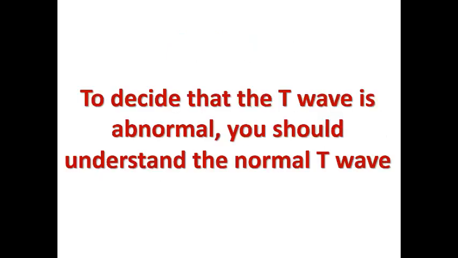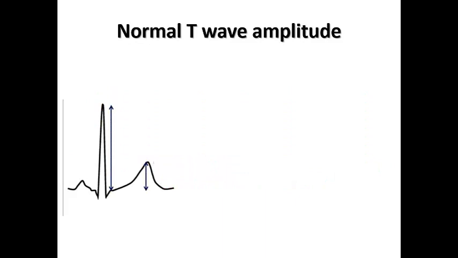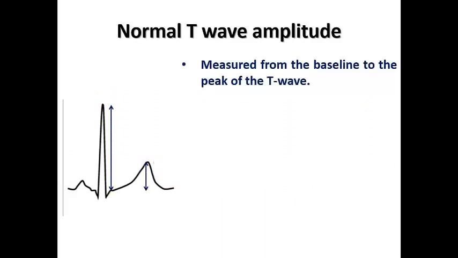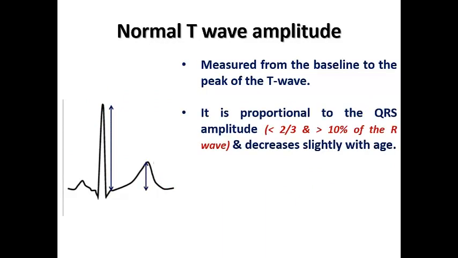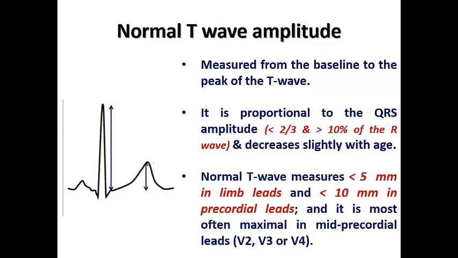And to decide that the T-wave is abnormal, of course, we should remind ourselves what the normal T-wave is. Regarding amplitude, we know that it is measured from the baseline to the peak of the T-wave, and it is usually less than 2/3 of the complex amplitude and more than 10%, and it decreases slightly with age. In limb leads, normal T-wave is usually less than 5 mm. In precordial leads, usually it is less than 10 mm, and it is maximal in V2, V3, and V4, which are the mid-precordial leads.